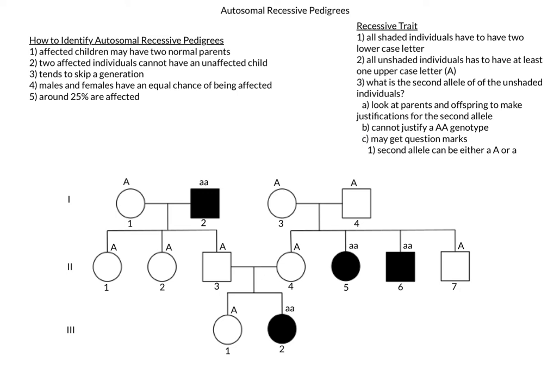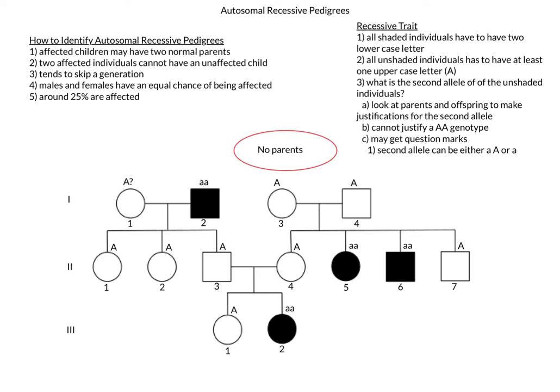Let's start with individual 1-1. There is no parental information, so let's look at the kids. None of them are displaying the trait, so we cannot justify a recessive allele, and we cannot assume a dominant allele. So she should be big A ?. Now on to individual 1-3.